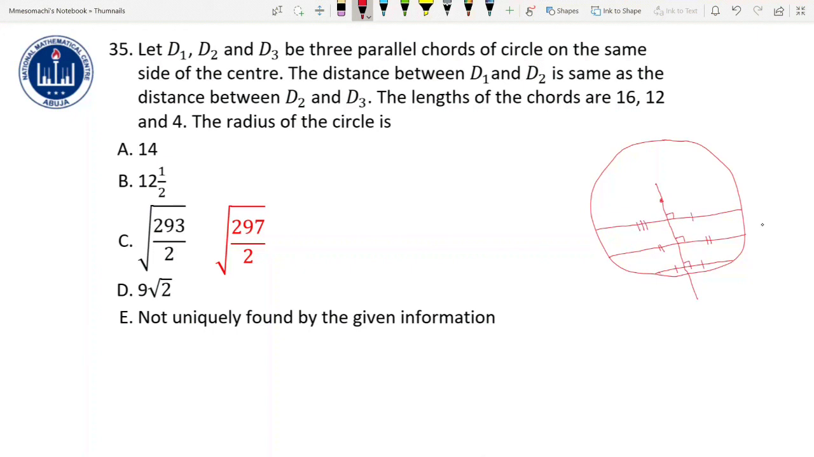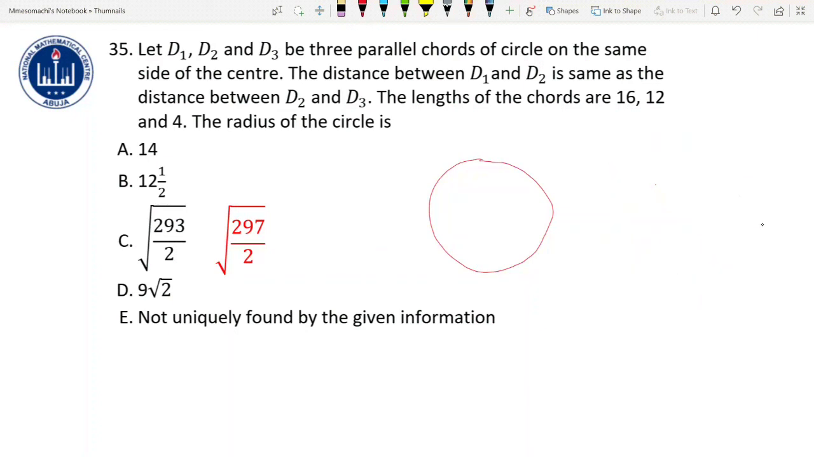Now, since the three chords are parallel, the line drawn from the center of the circle through the midpoint of one of the chords is the same line drawn from the center of the circle through the midpoint of another chord. So let me just quickly describe what I'm talking about. Let me erase this. Let's say two chords are parallel.